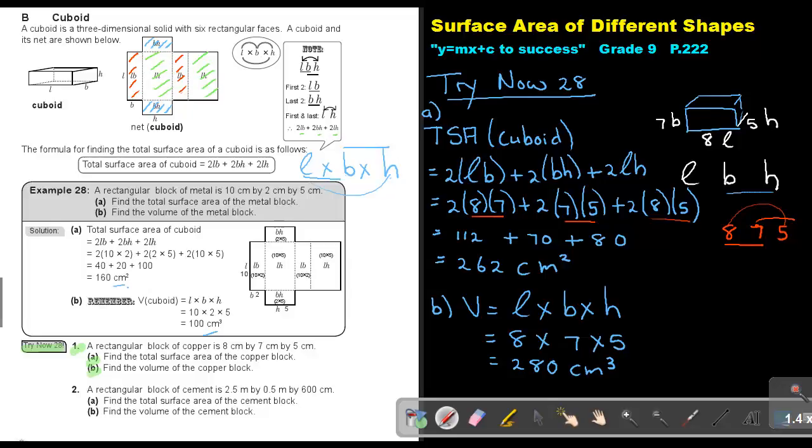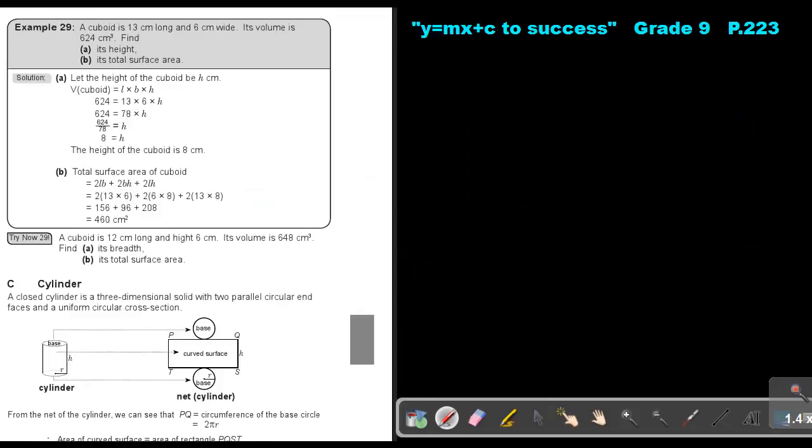Okay, and let's just see if there's another example on the cuboid. Okay, and then we're going to focus on the last example of the cuboid. A cuboid is this long and this wide. Its volume is this. Find its height.